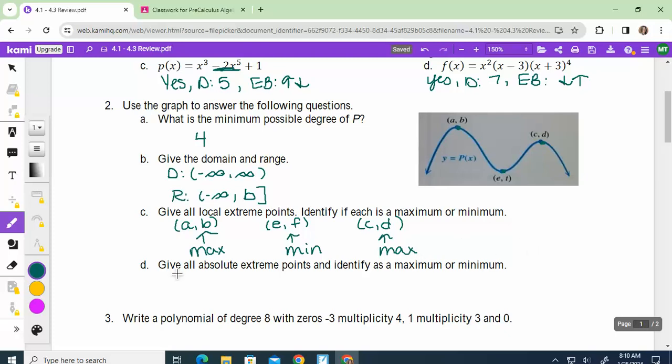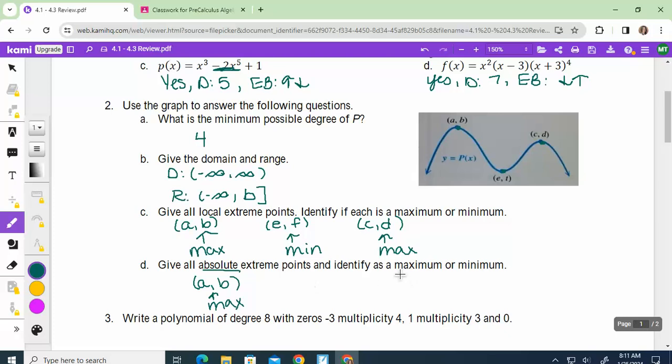Okay, D, I want the absolute extreme. So local extreme just says higher or lower than the surrounding points. Absolute is the highest on the entire graph and the lowest on the entire graph. What is the highest point on this entire graph? So AB is both a local and an absolute max.